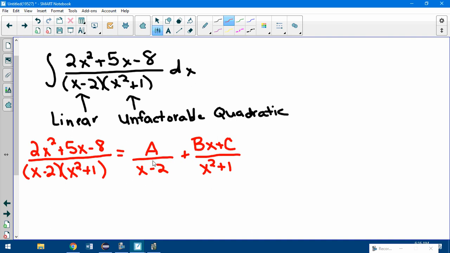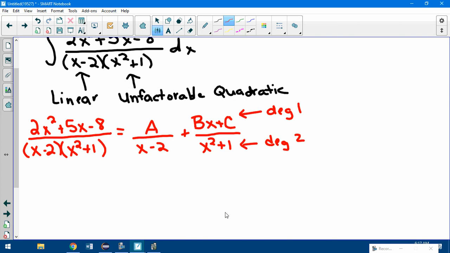So when I have degree 1 on the bottom, I can have degree 0 on top, which is just a constant. But now, when I have degree 2 on the bottom, we have to have, or we could have degree 1 on top. It's possible there's an x term on top also. It's possible there's not. In that case, b would be 0. But we have to take it into consideration that it could be like that.